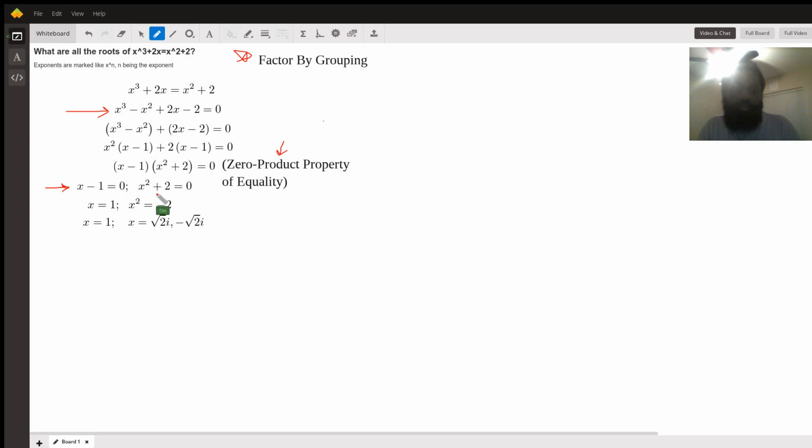Now this side, subtract 2 from both sides to get x squared equals negative 2. Then we have to square root both sides to get plus and minus square root of 2 i, minus square root of 2 i. Why i? Because we took the square root of a negative number.